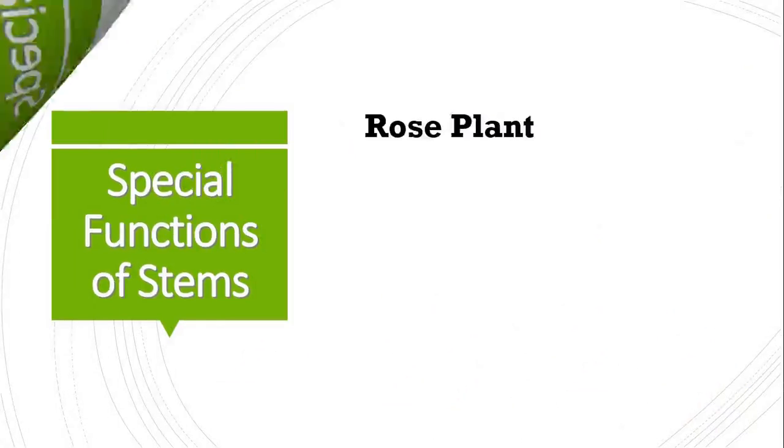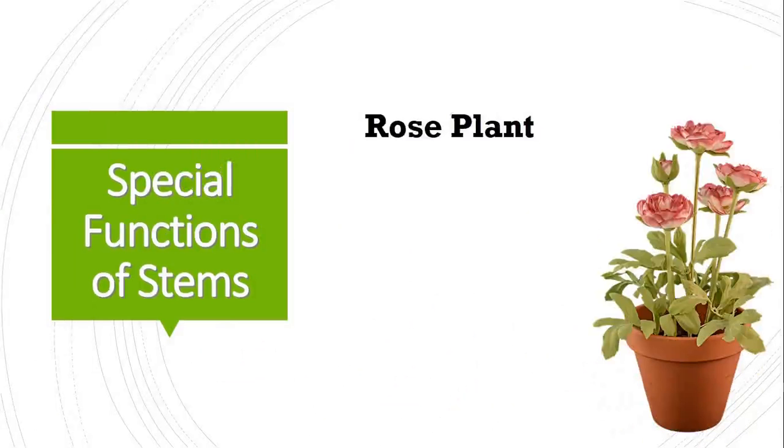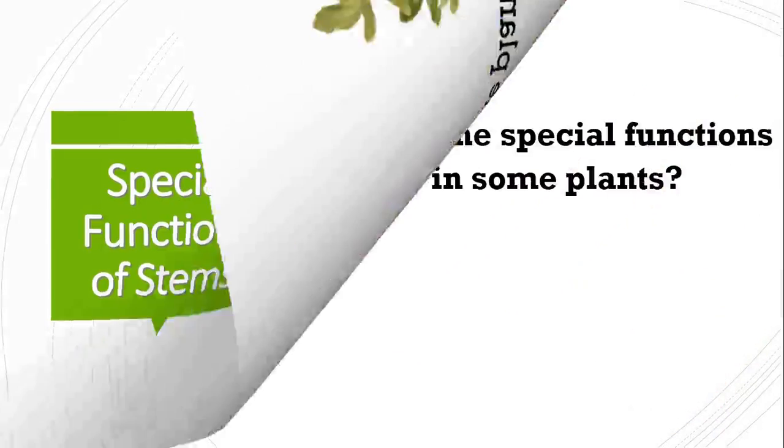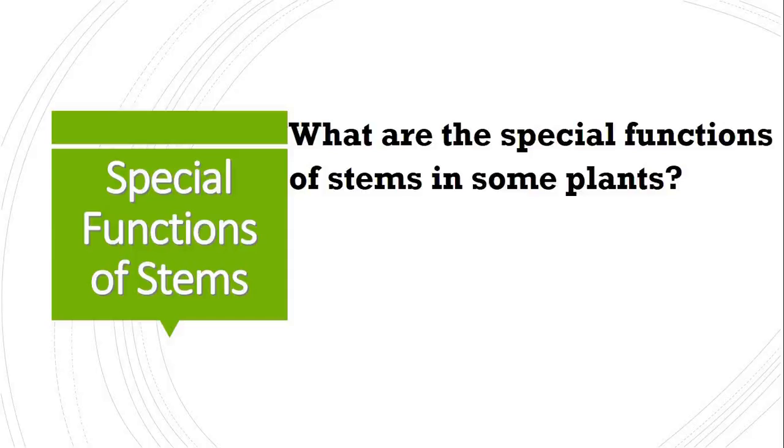Next, the stem of the rose plant has thorns. It protects the plant from animals. Next, what are the special functions of stems in some plants? Do you know any plants that have special functions in the stem?